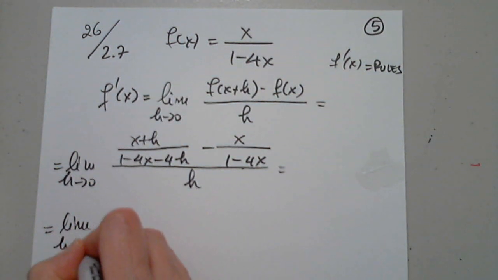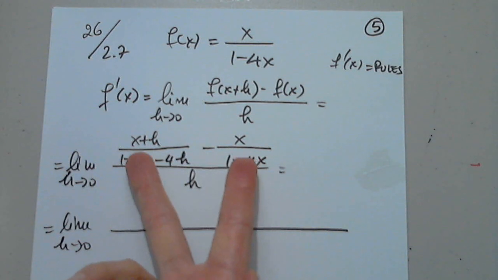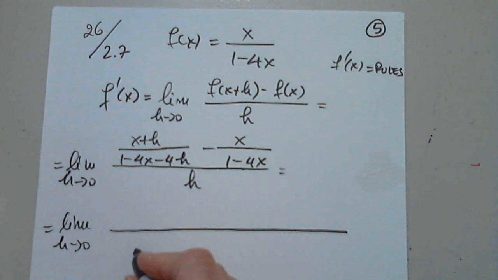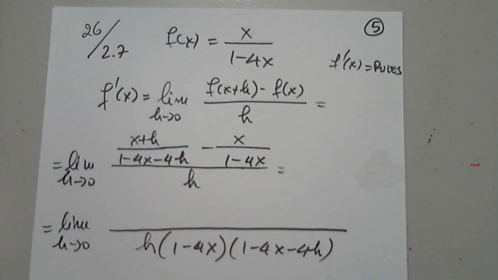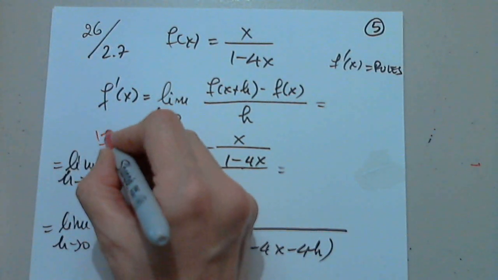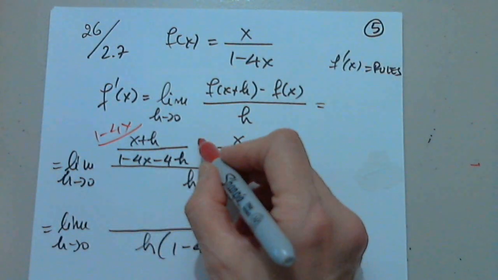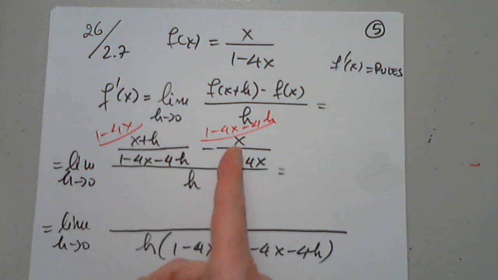Limit as h approaches 0. You have to remember how to find the least common denominator. These two have no common factors, so it has to be the product of the two. So I have h, 1 minus 4x, and 1 minus 4x minus 4h, because this is h over 1, and I already flipped it. But now you have to be very careful because the x plus h needs to be multiplied by what it does not have. And the top x has to be multiplied by what it does not have, 1 minus 4x minus 4h.